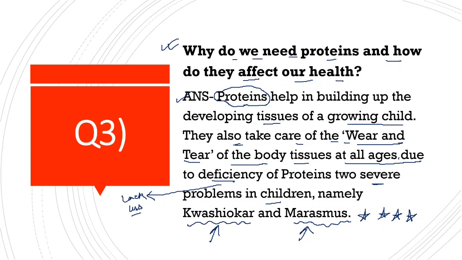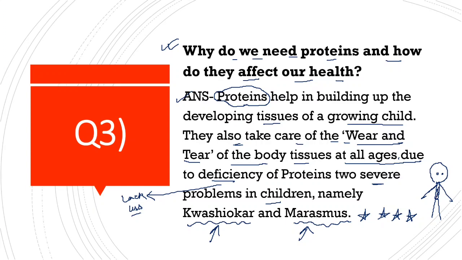Clear? And we will become a weak child. Our head will become big, our body will become thin, and our legs and hands will become more and more thin and narrow, and we will look like this. We will not look like a healthy child.